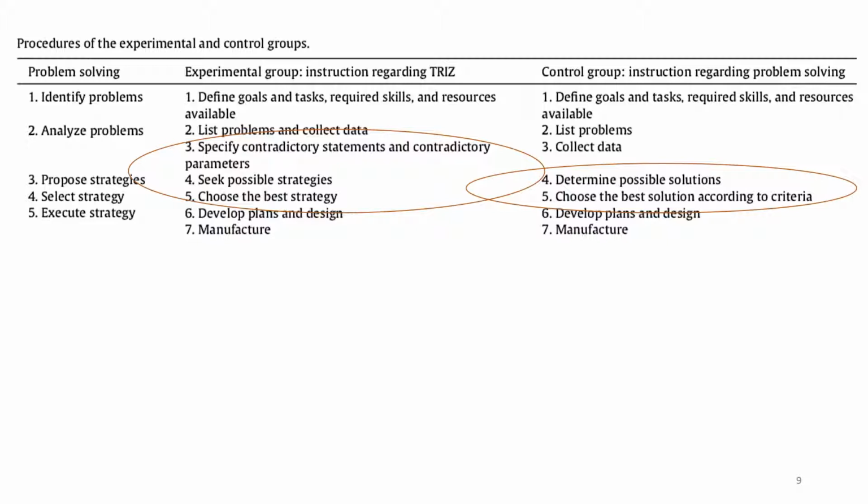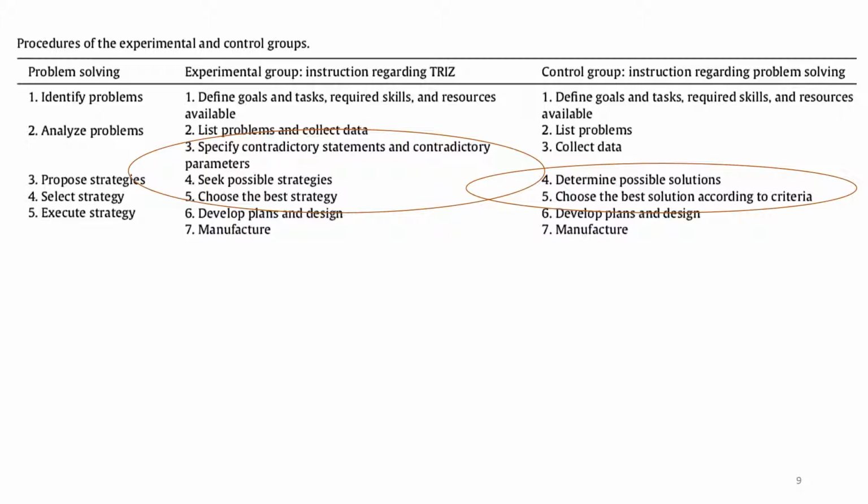Let us look at the experimental group first using the TRIZ methodology. So step 1, what they did was identify goals and tasks, required skills and resources available. Number 2, they listed problems and collected the data. Number 3, they specified contradictory statements and contradictory parameters. Number 4, seek possible strategies. Number 5, they chose the best strategy. Number 6, they developed plans and design. And number 7, manufacture the product.